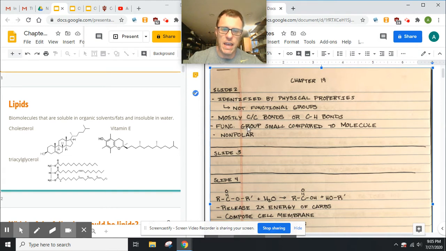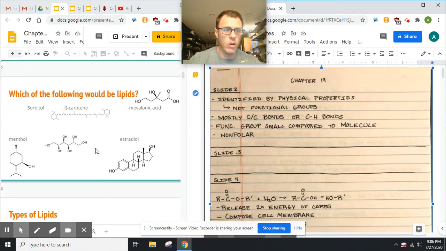If they have a functional group, like vitamin E here, you can see it's got an OH group. It's really small compared to the rest of the compound. So we have cholesterol, vitamin E, and triglycerol. Lipids are biomolecules that do not dissolve in water. They're fat soluble. They tend to be long chains, and they look very different. These are three lipids right here.